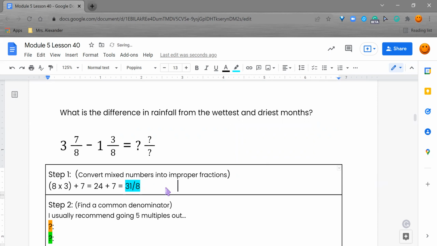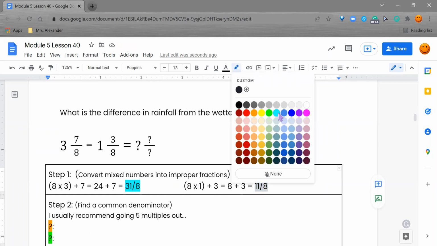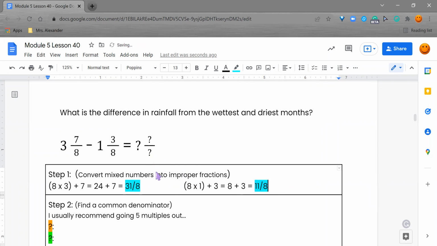But before we go any further, we need to do the other one. So we're going to take the 8, multiply by 1, and add 3. So 8 times 1 is 8. And if I add 3, I get 11. And I put that 11 over 8. So here's my new fraction. It's the same equivalence as 1 3/8.